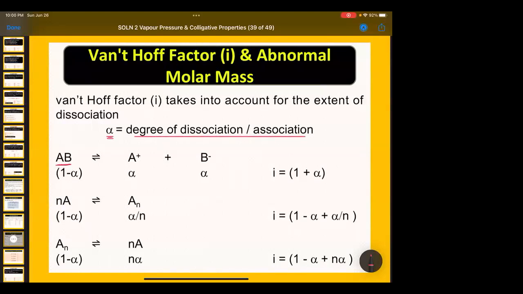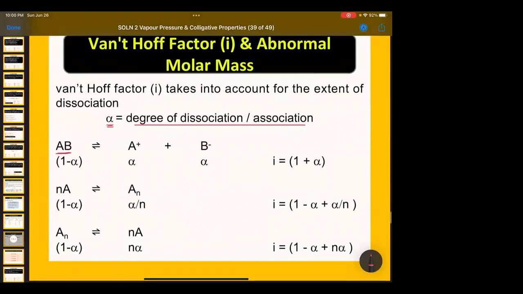Suppose there is a compound AB, and alpha is the degree of dissociation, which means it is not dissociating 100%. Let's say it is a weak acid. So it is 1 minus alpha, alpha, alpha. Out of 1 mole per liter, alpha got dissociated and formed alpha A plus and alpha B minus. The total number of particles will be 1 minus alpha plus alpha plus alpha.